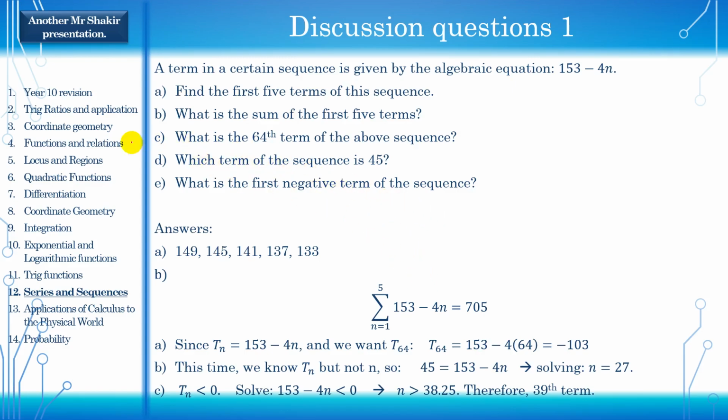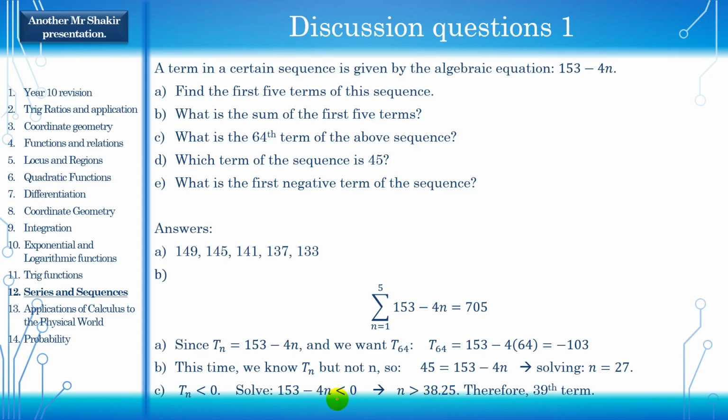So what are we doing? What is the first negative term of the sequence? Well, we want the nth term, whatever it is, to be less than 0. So let's just solve for that. 153 minus 4n less than 0. That's just an inequality. Solve it, you get n is more than 38.25.